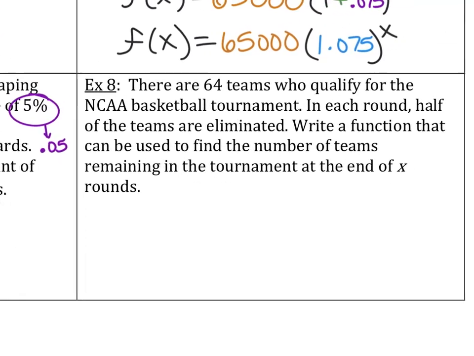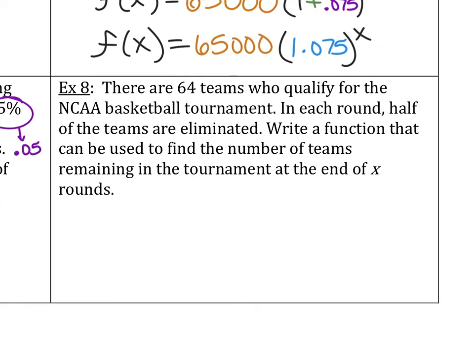Okay, this next problem is kind of interesting, so we're going to do this one together. It says there are 64 teams who qualify for the NCAA basketball tournament. True facts. In each round, half of the teams are eliminated. That's how tournaments work. Write a function that can be used to find the number of teams remaining in the tournament at the end of a certain number of rounds. Okay, let's look for words that we know. How many teams are there initially? 64. So what is the 64? Is it my first number? Yes. Yeah, it's the Y-intercept. Okay, then I don't see another number at all.